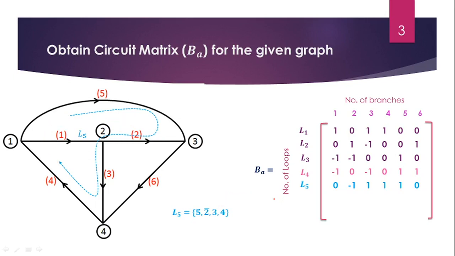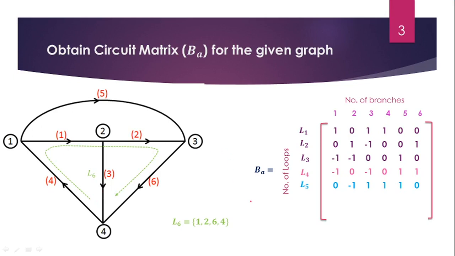Then can we have another loop? Yes. So that is loop 6. Loop 6 will have the branches 4, 1, 2 and 6, or 1, 2, 6 and 4 also you can say. So what are their element values? Branch 1 is part of this loop and has the same direction. Branch 2 again has the same direction, so +1. Branch 3 is not part of this loop, so it is 0. Branch 4 has the same direction as your loop 6, so +1.